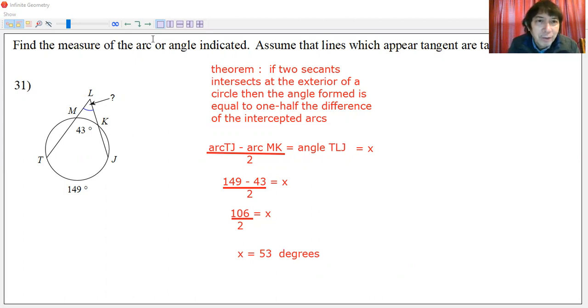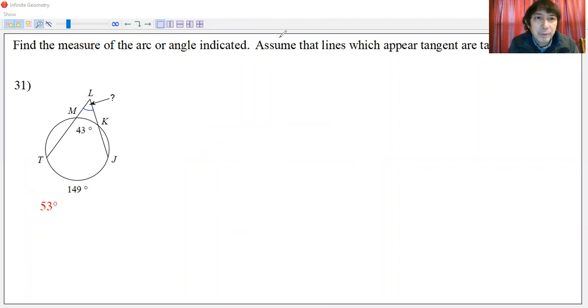Let's check and verify the answer. 9 minus 3 is 6, 14 minus 4 is 10. We have 106 divided by 2, and we have 53 degrees. So this is 53. Let's continue with the next number. Let's proceed to number 32.